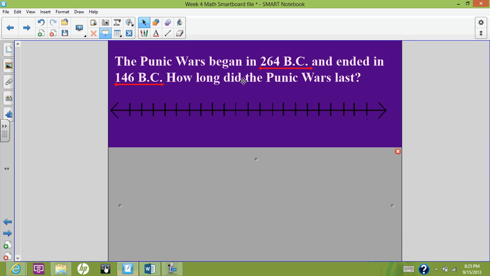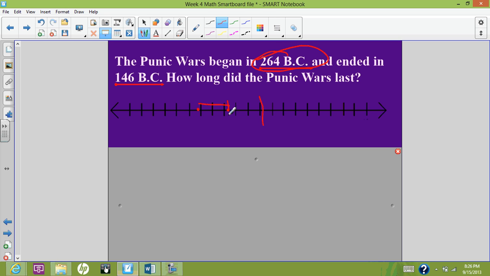This problem is another great one to use a number line on. I'm going to say that this is 0, and I'm going to go back by, let's say each little line is 50. So 50, 100, 150, 200, 250, and then there's where about 264 BC is going to be. And then it lasted until 146 BC. So 50, 100, and that'll be about 146.